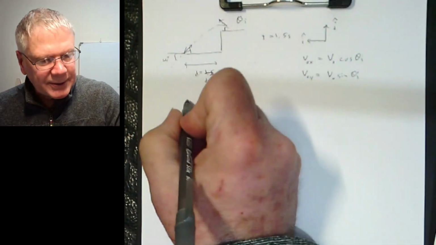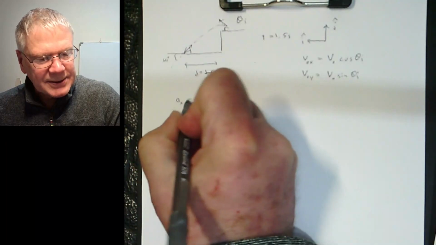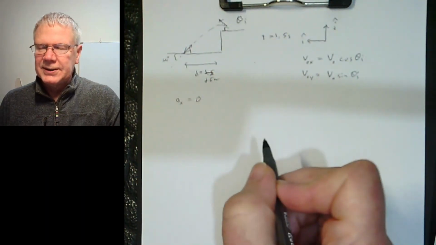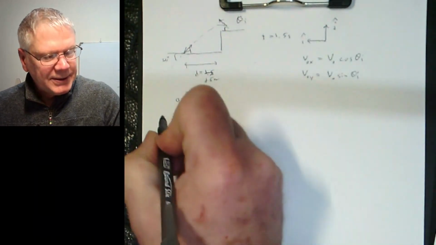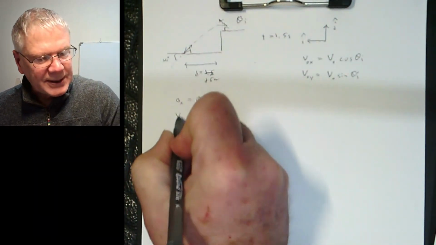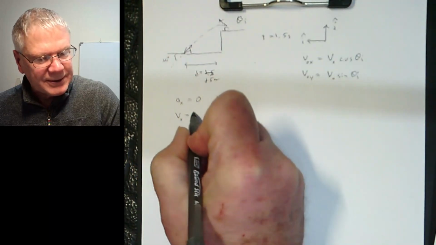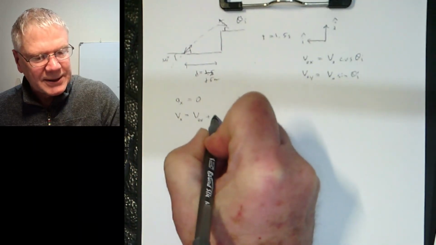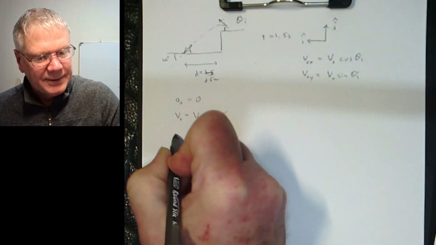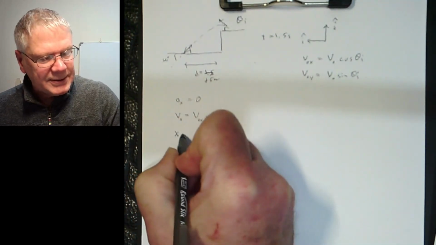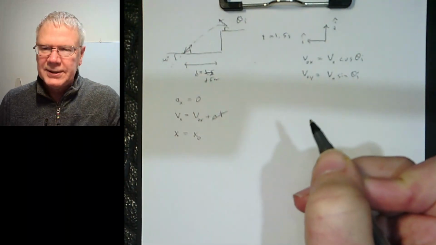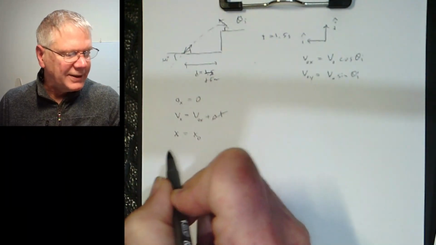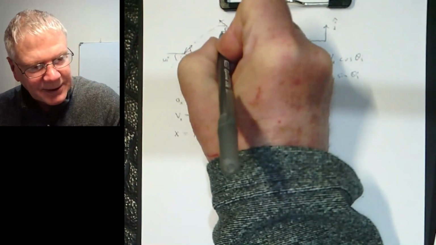So let's write our equations. Ax is equal to 0. There's no x acceleration. We generally ignore winds and wind resistance, air resistance. Velocity in the x direction, therefore, is my initial velocity plus at. I'm going to cross that out. My x distance is x0, which is what? I didn't put my 0 on there, did I? I didn't go back to do that, which is one of the things I'm trying to emphasize.